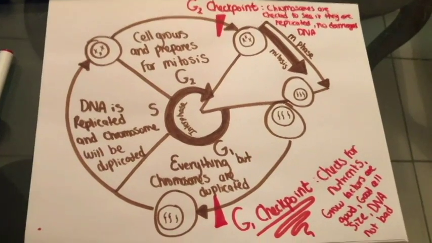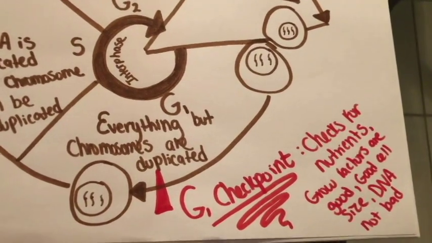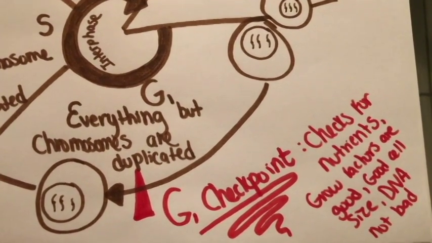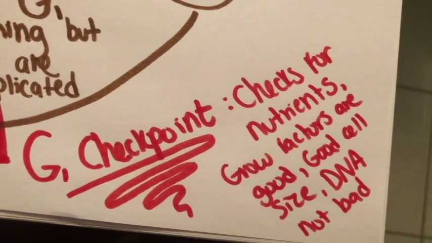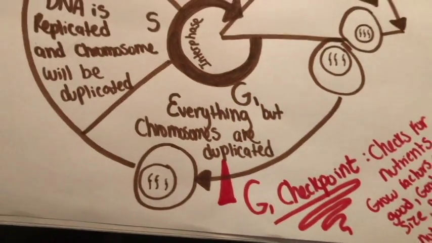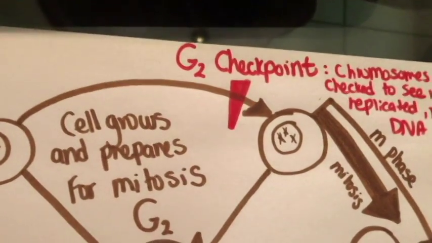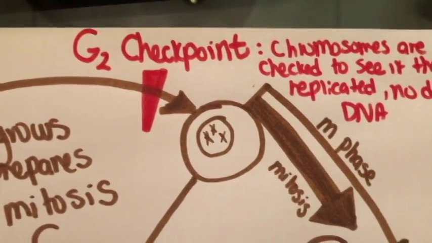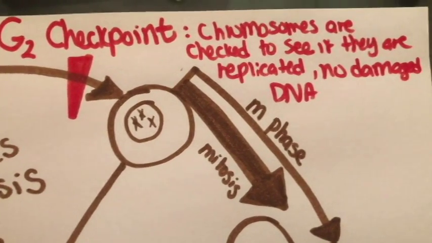There are 2 checkpoints within the interphase. The first checkpoint is right before the end of the G1 phase. It checks for nutrients to see if the cell is a good size and to see if the DNA is not damaged and to make sure the growth factors are good. The second checkpoint is a little bit before the end of the G2 phase, which is the G2 checkpoint, and it checks to see if the chromosomes are replicated and to make sure the DNA is not damaged.